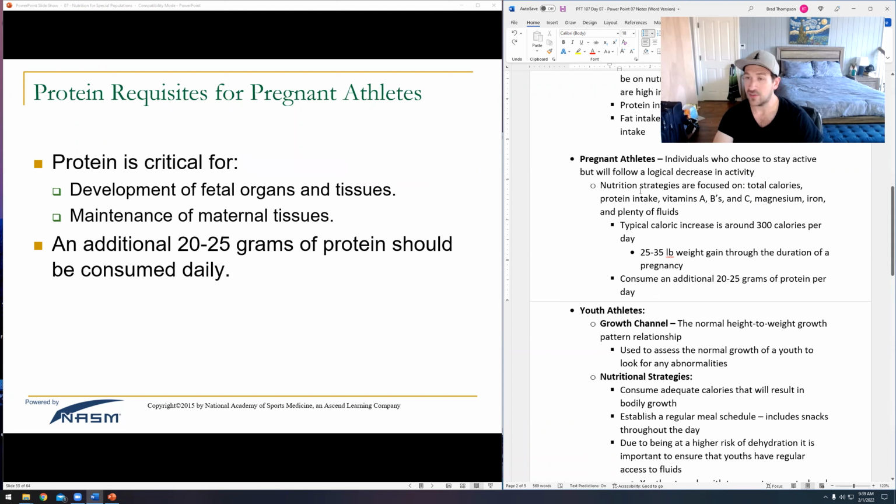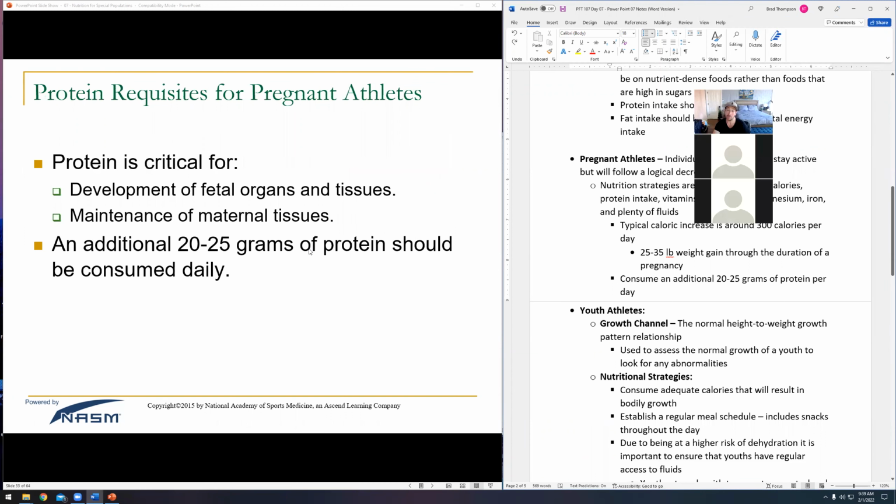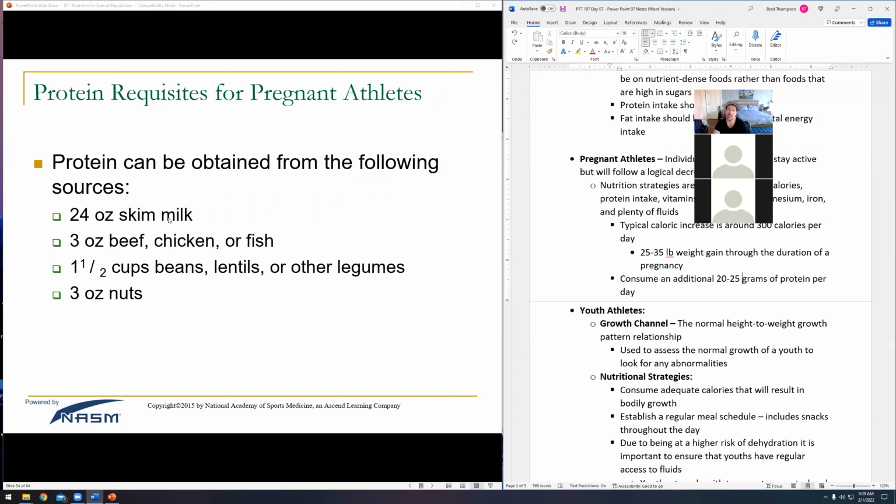So protein is obviously very critical there. We do want to make sure we're in what we call a positive nitrogen balance. You guys know that term, where there's enough protein coming in, right? Usually coming from healthy sources. This is coming from the USDA, the FDA.